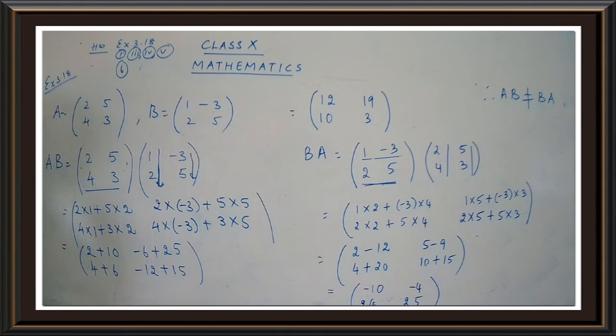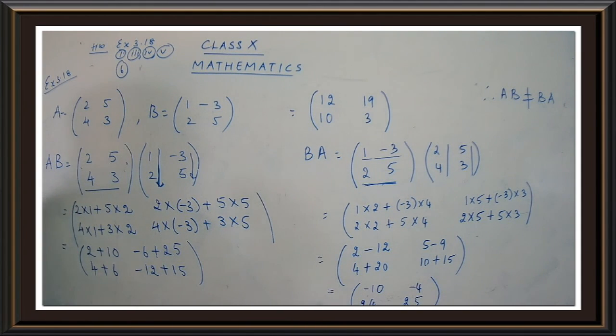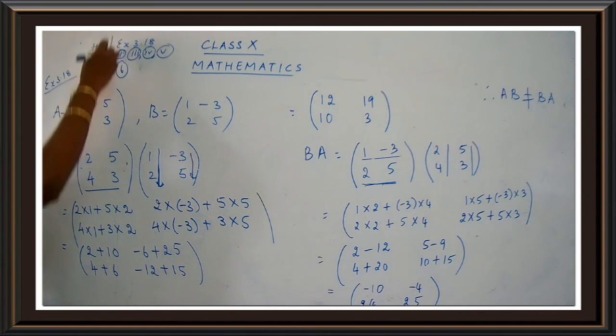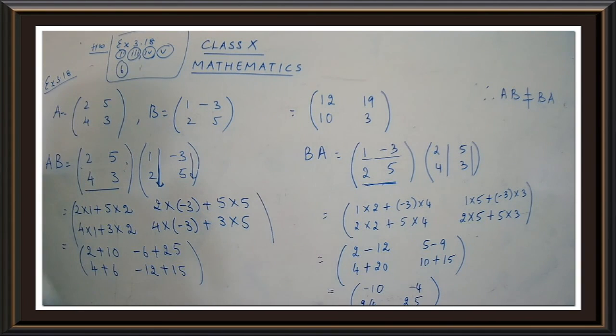Question number 6, two matrices are given to you and they are asking you whether they satisfy AB is equal to BA. I told you it is not always true. Sometimes you may get an equal answer, sometimes you may get a different answer. So your homework is from question number 1, 3rd, 4th, 5th, and question number 6. Okay children, so we will be continuing with the remaining sums in the next class.